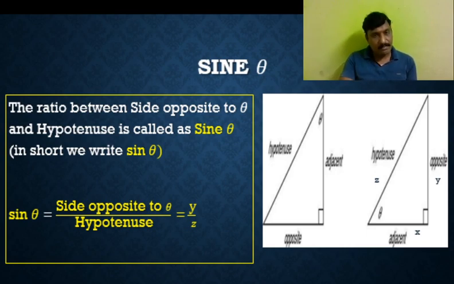Do you understand, children? This is the first ratio. This is a basic first ratio, what we call the fundamental ratios. These are the first three ratios; you are going to study six ratios.